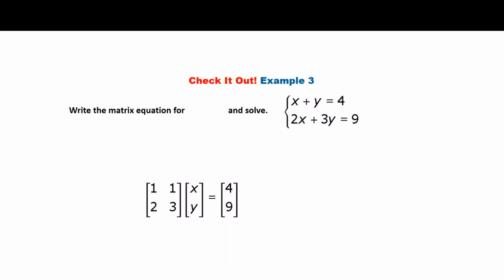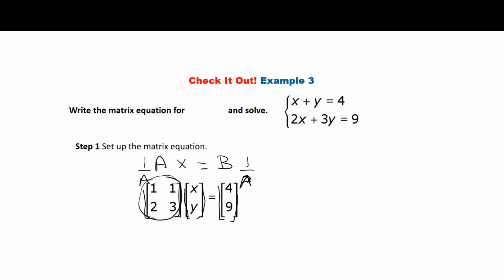Okay, so the first thing you should do is write your matrix equation and then solve. So here's our matrix equation. It's the coefficient matrix times the variable matrix equals the constant matrix. Remember, that's like AX equals B. And in order to solve for that, we would multiply by the inverse of A, and that way we could solve for X. So, how do we find the inverse of A? Well, first of all, we have to find the determinant and see if there even is an inverse.